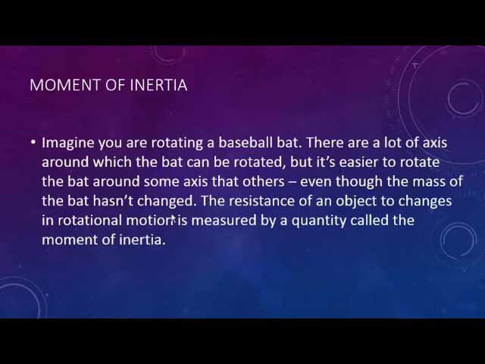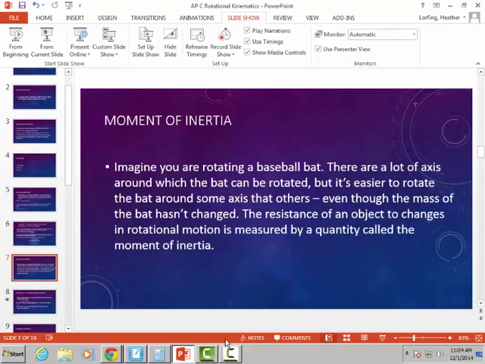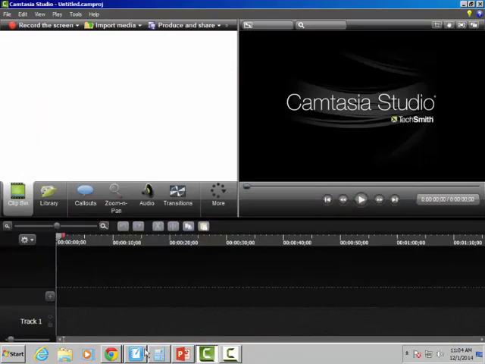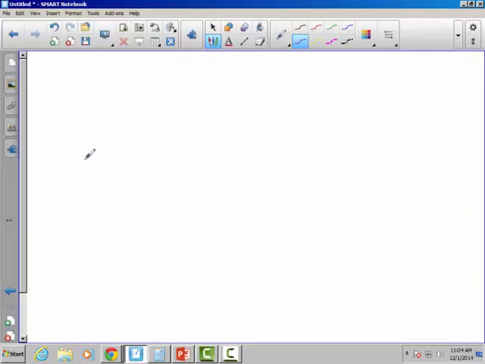If we wanted to, and if I can get to my white screen. It's not it. Okay.